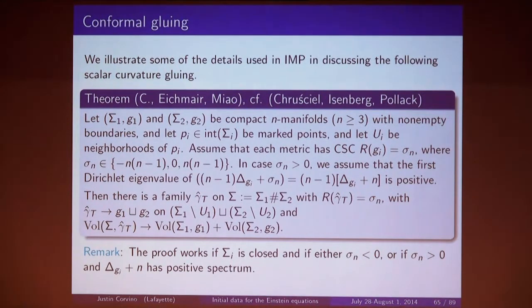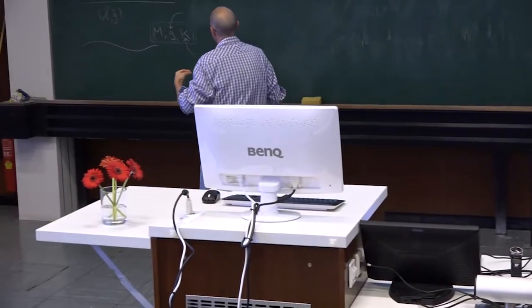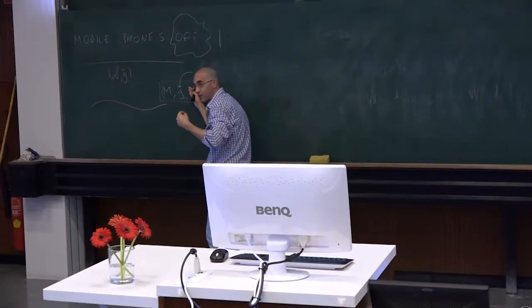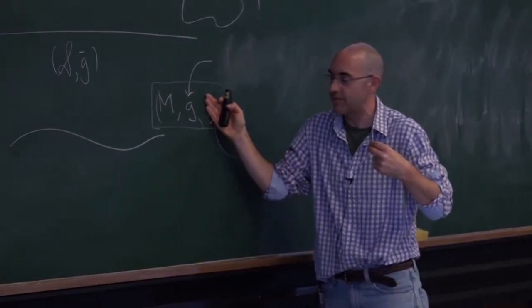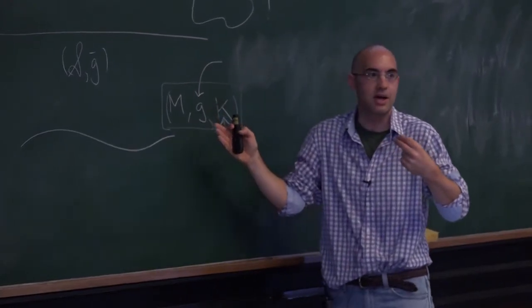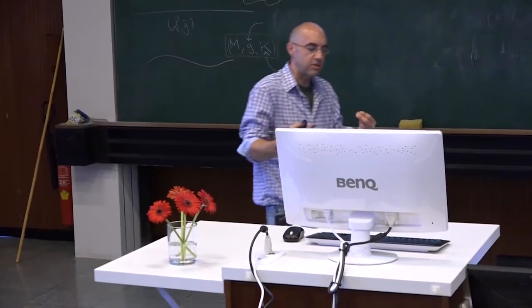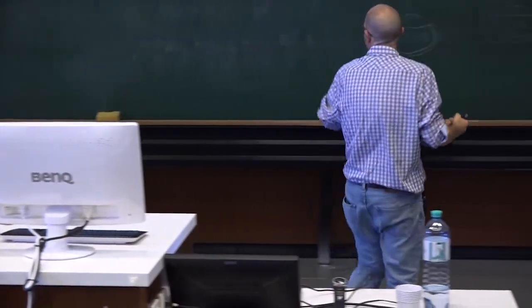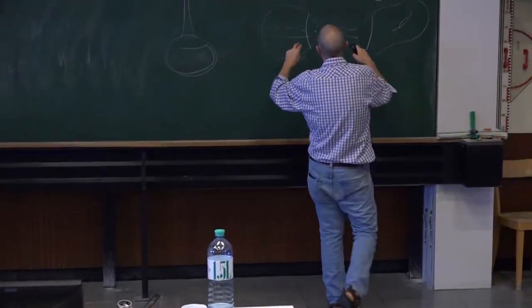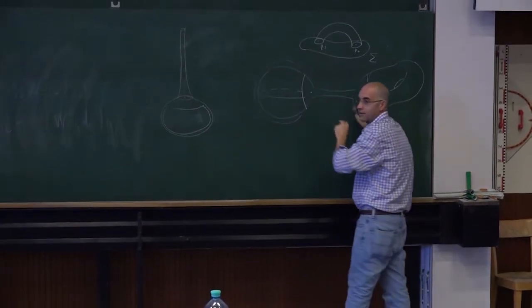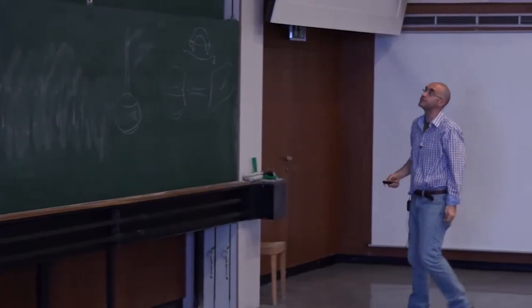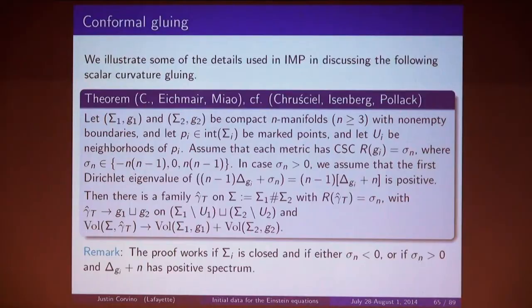Okay? Constant scalar curvature metrics correspond to solutions of the constraint equations with K equal to 0, but say, for example, lambda, the cosmological constant, could be non-zero. Okay? So suppose you want to do this gluing procedure, but you don't care about K. K is 0. You only care about G and having constant scalar curvature. Okay? So consider your two manifolds.